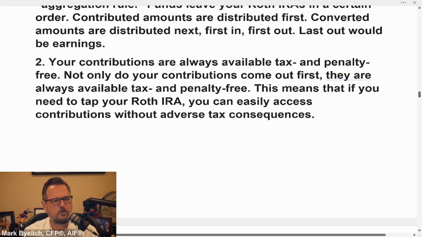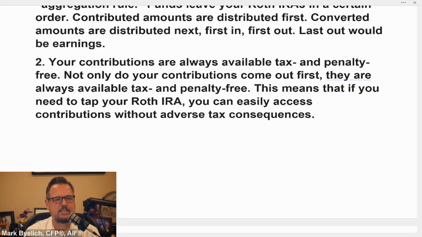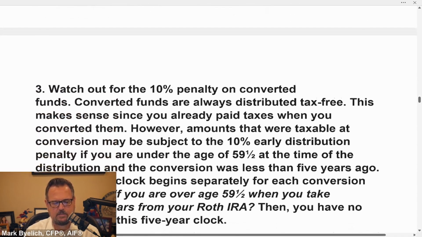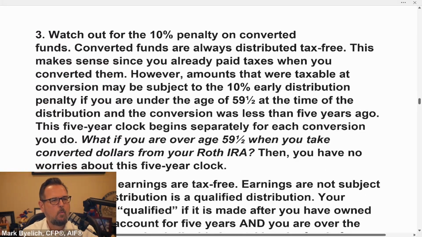So number 2 here, your contributions are always available tax and penalty free. Not only do your contributions come out first, they are always available tax and penalty free. This means that if you need to tap your Roth IRA, you can easily access contributions without adverse tax consequences. Number 3, watch out for the 10% penalty on converted funds. This is what I was talking about a moment ago.